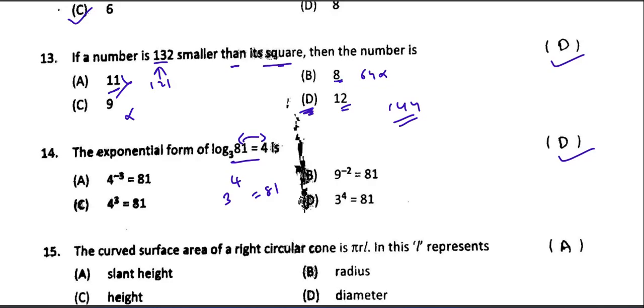Next, the curved surface area of the right circular cone is pi r l. Here l is what? L means what here? Slant height. Option A.